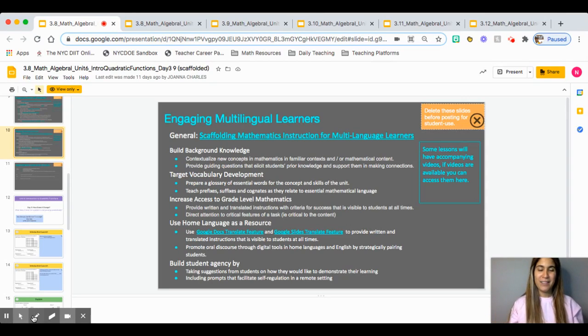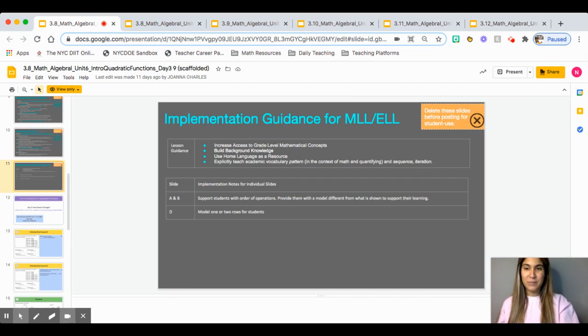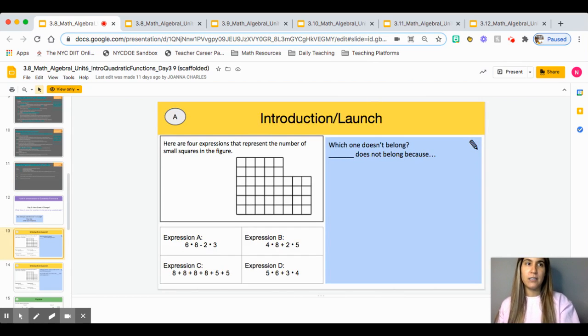I am a high school math teacher working in collaboration with the Division of Multilingual Learners. Today, we are going to be looking at a couple of lessons that involve patterns. Remember, you can always know what supports you need for this lesson for multilingual learners in slides 10 and 11. So, we are going to look at the launch introduction of this lesson.